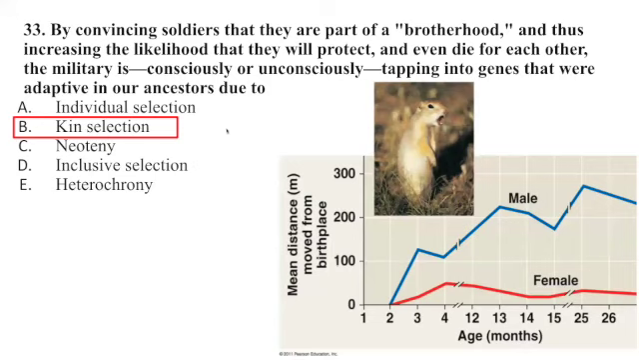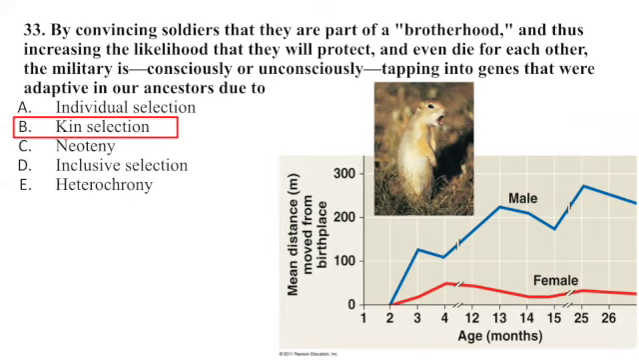33, by convincing soldiers that they are a part of a brotherhood and thus increasing the likelihood that they will protect and even die for each other, the military is, consciously or unconsciously, tapping into genes that were adaptive in our ancestors due to kin selection. B is the correct answer here. A is incorrect because individual selection selects separate organisms based on their own phenotypes.